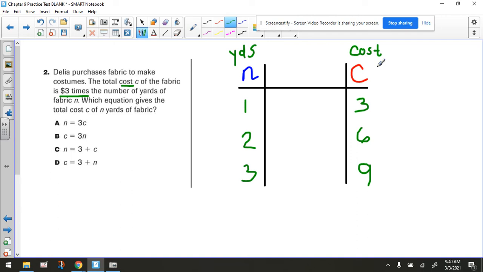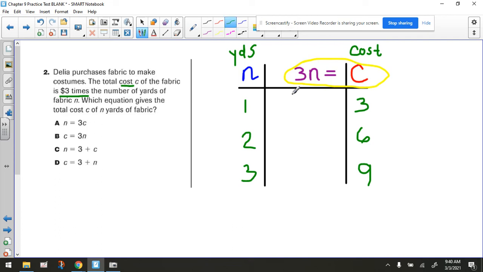So what number are we actually multiplying with 3? Well, if we're saying that this stands for N, we're doing N times 3 to get C. Again, let me say that again. We're doing N times 3. So let's put that here. N times 3 to get C. Now, which answer choice goes with that, right?